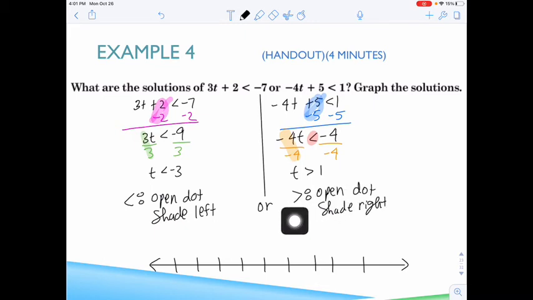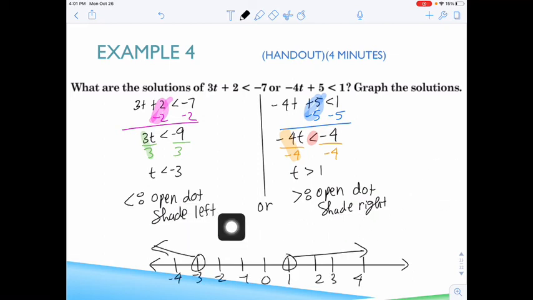Some notes for our t > 1: greater than will be an open dot, and we will shade to the right. If it helps you to write these notes down, you are welcome to. It is not required. You can also just remember that the word "or" means you're going to go outwards, and just make sure you know whether you have an open or closed dot at each point.